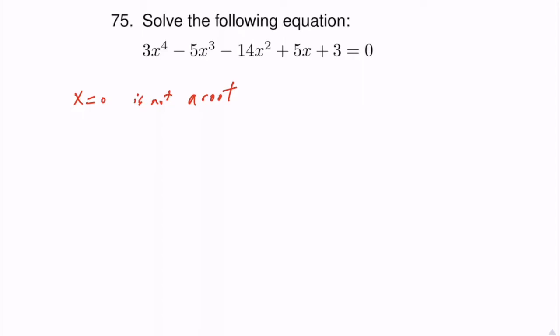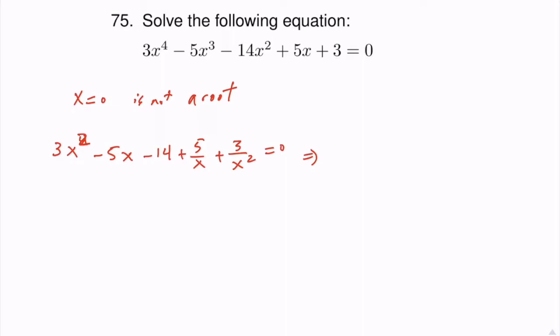If I divide both sides by x squared, we will get 3x squared minus 5x minus 14 plus 5 divided by x plus 3 over x squared is 0. Now let's group these terms. By the way, I should have said that the coefficients of the equation are almost symmetric, and that's why we can convert this to a quadratic equation.